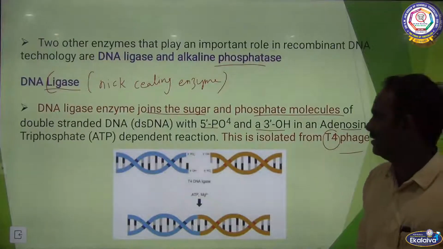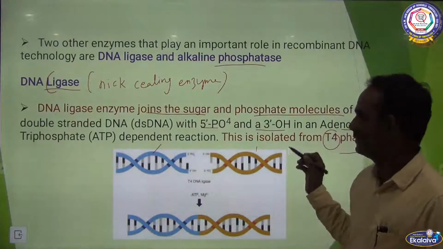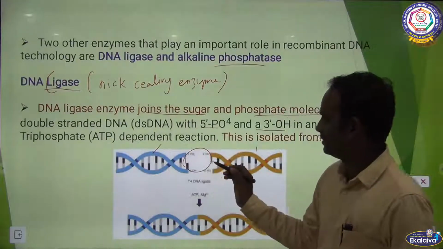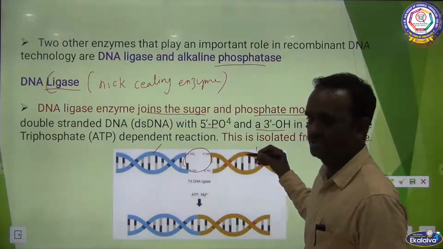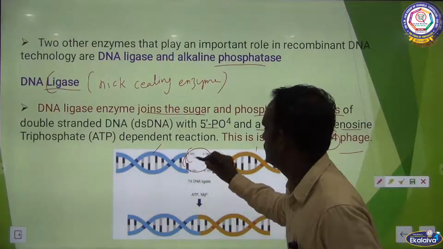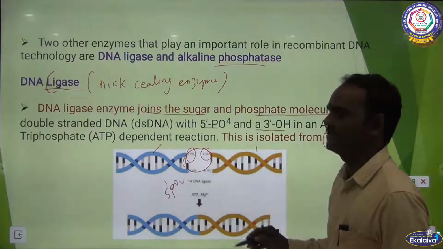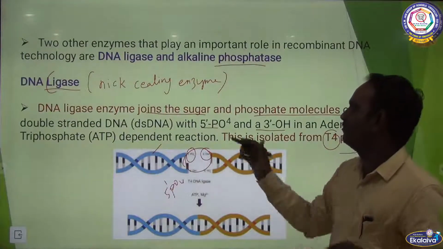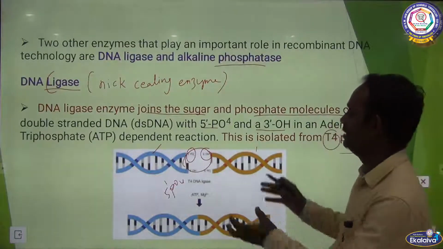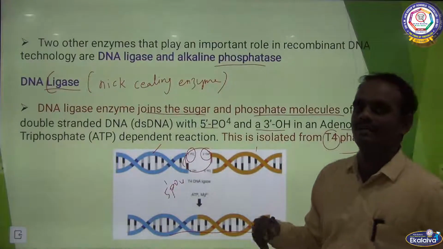See the picture here, children. What is this? This is one DNA, and this is another DNA. Is it right? With the help of this DNA ligase enzyme, it joins. So this is one DNA, this is also the same DNA. It joins the sugar and the phosphate molecule. Here this is 5' phosphate, PO4, and the 3' OH. So DNA ligase joins the 5' phosphate and 3' OH in an ATP dependent reaction. Now these two strands of DNA are joined to form a long linear structure.